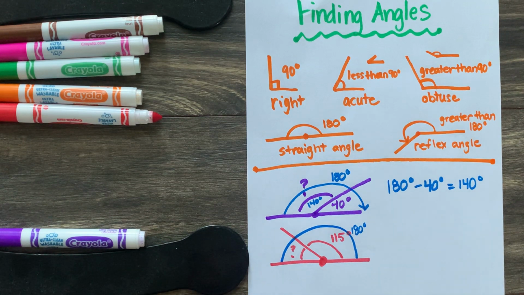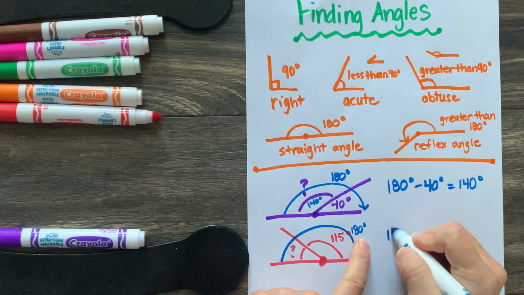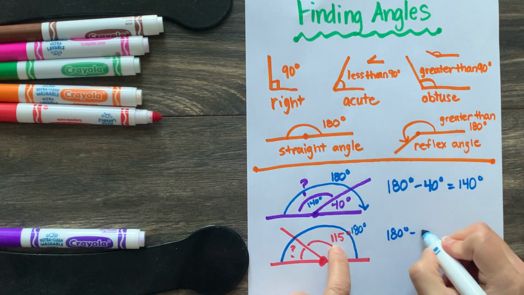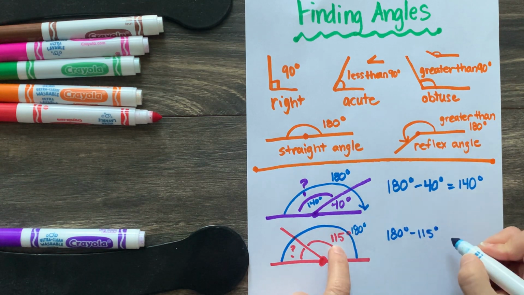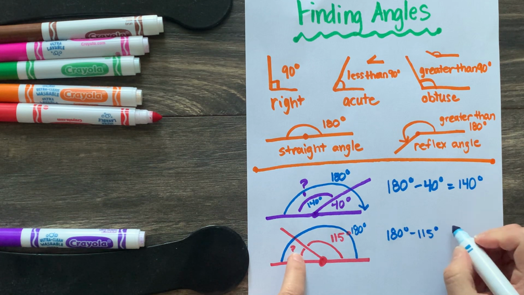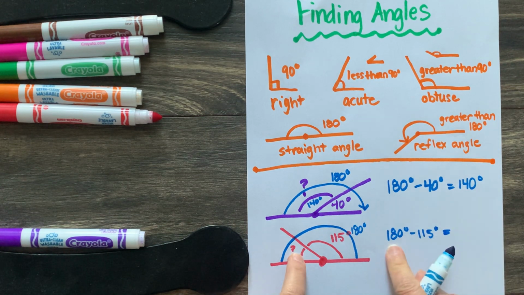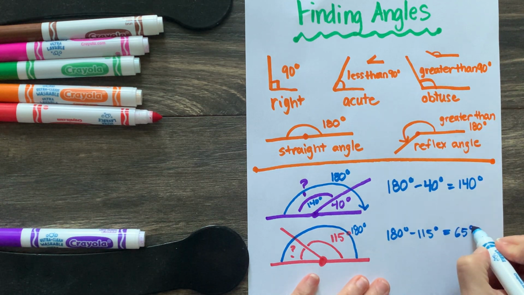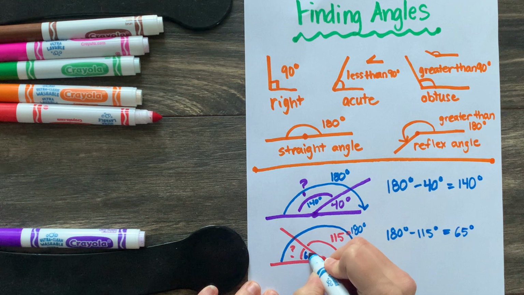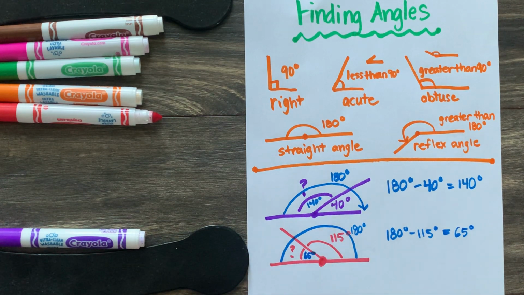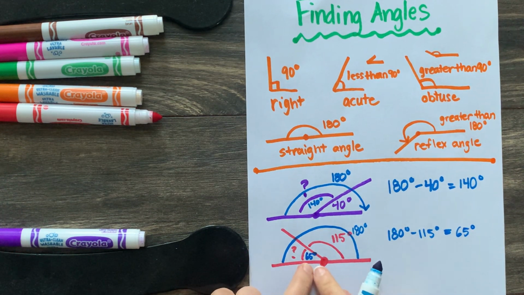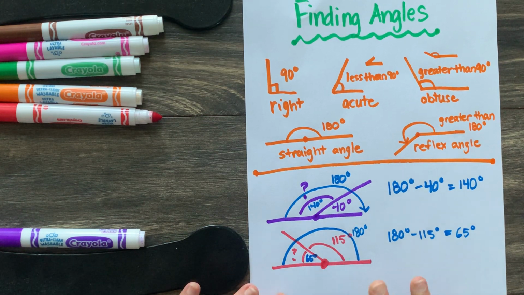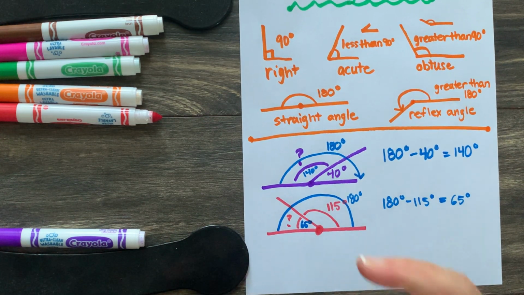So what can I do? Take my 180 degrees, subtract my obtuse angle that I know is there, and that's going to give me what's left over. So if I do the math, 180 minus 115 is going to be 65 degrees. So my questionable angle here is 65 degrees. Okay, if I were to add 65 and 115, I'm going to end up with 180 degrees. Okay, let's do one more example here.